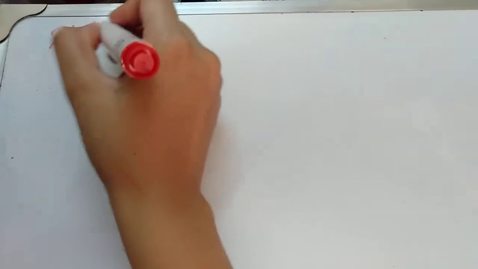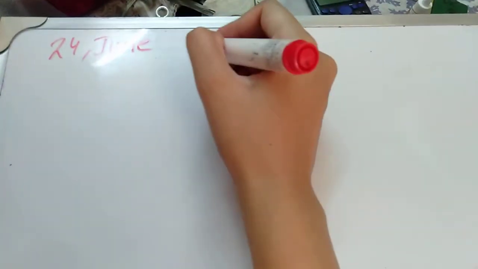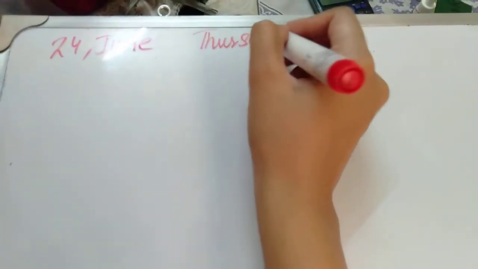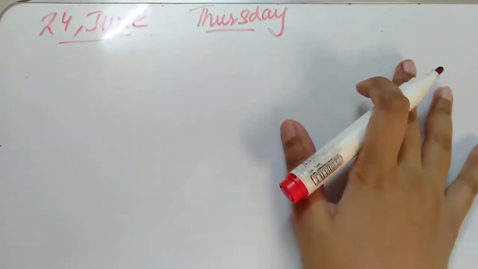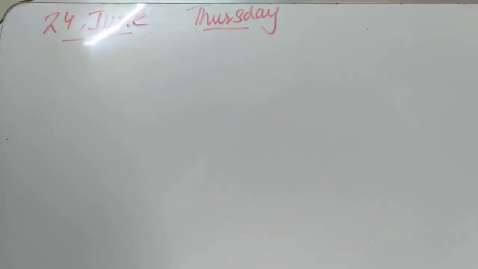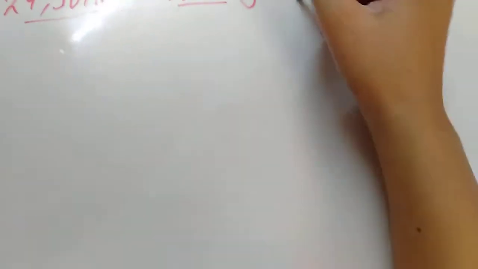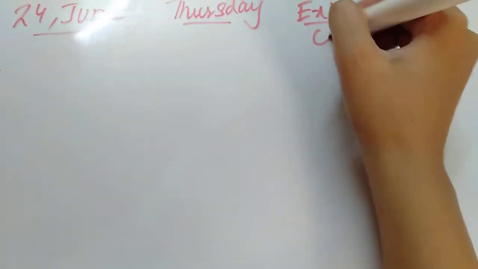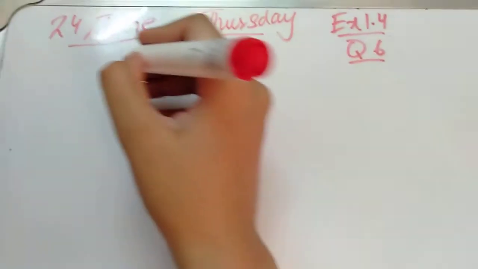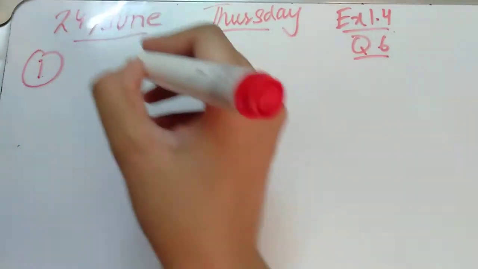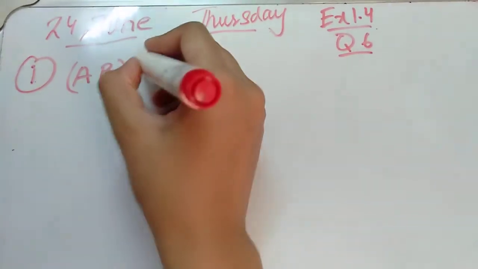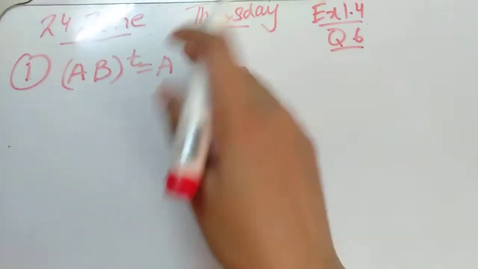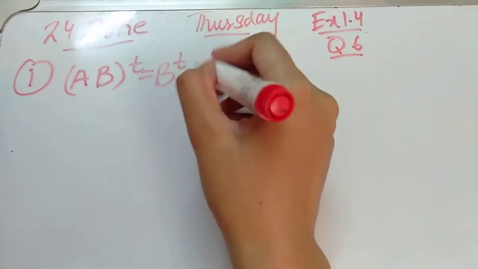Today is 24th June and it's Thursday today. So today we will do our question number 6, the last question of exercise 1.4. Question number 6 has two parts. Part 1 is we have to find (AB) whole transpose is equal to B transpose A transpose.